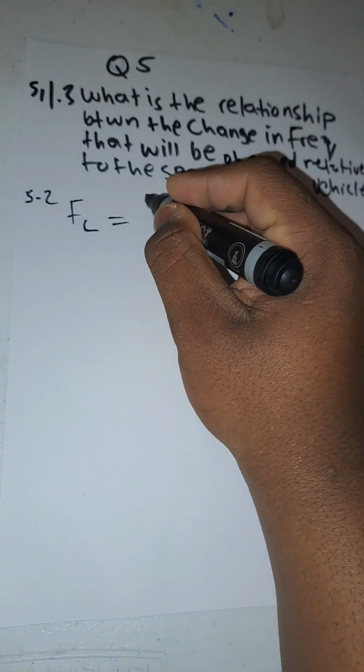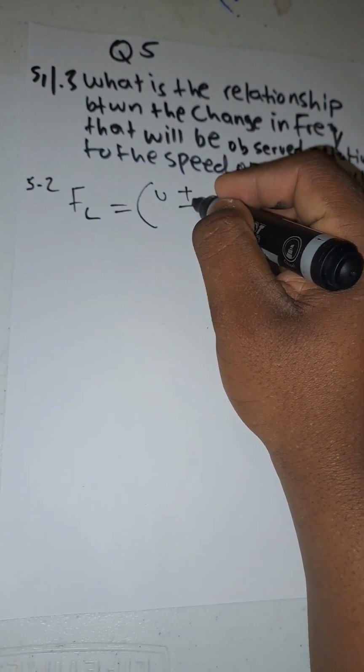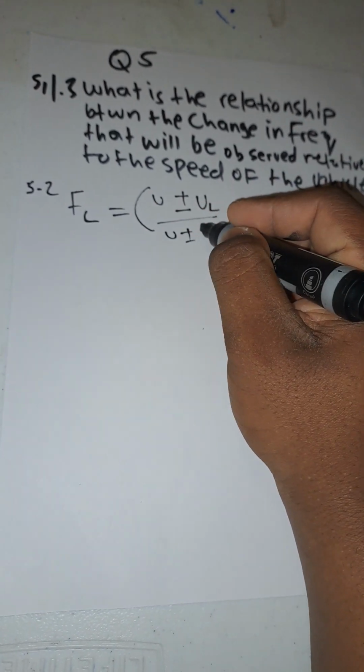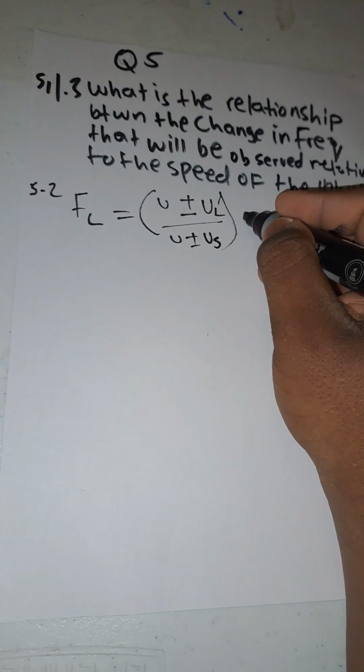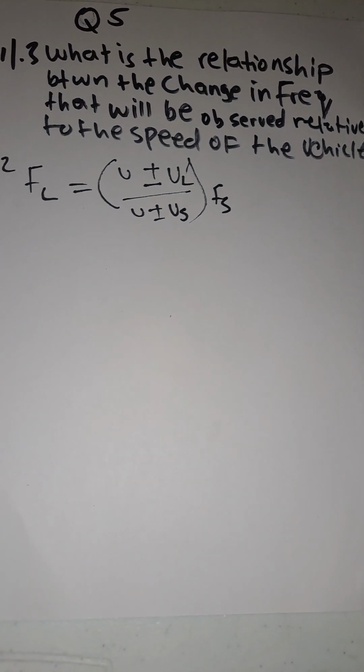You see? And then what do I have? V plus or minus VL over V plus or minus VS times FS. You see, you got your 1 mark.